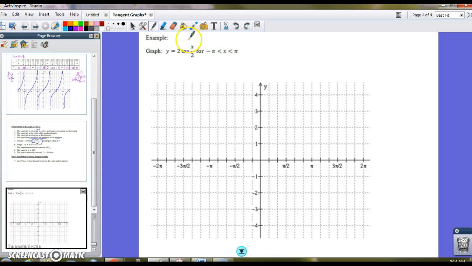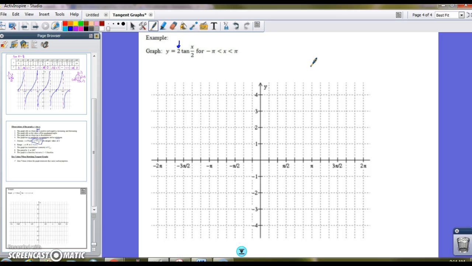Another thing, the 2 really doesn't matter, because that's in front, so that's indicative of an amplitude, but this doesn't have an amplitude, so that's really not going to do too much for us either, as far as a maximum or minimum, because there isn't going to be a maximum or a minimum.